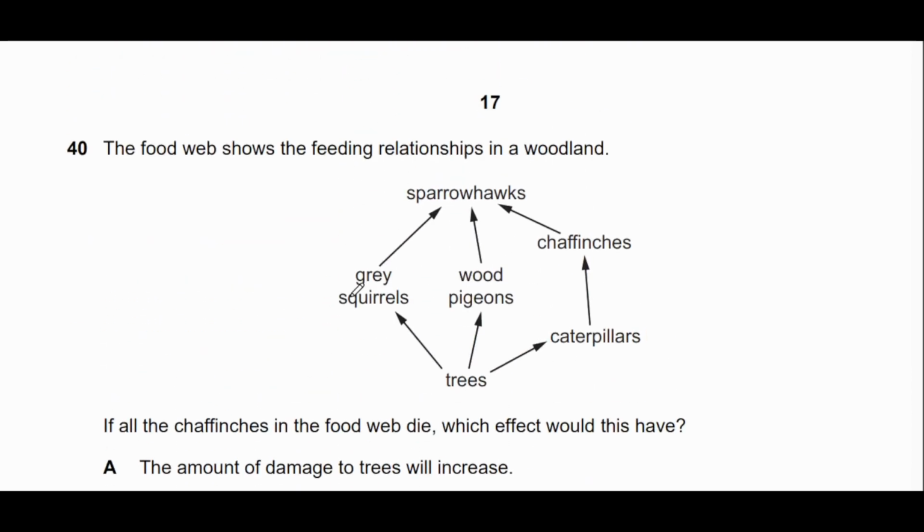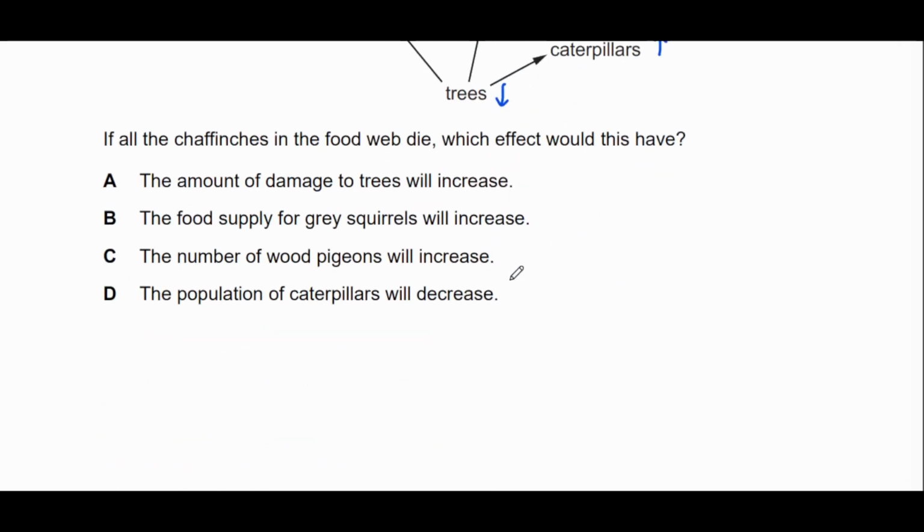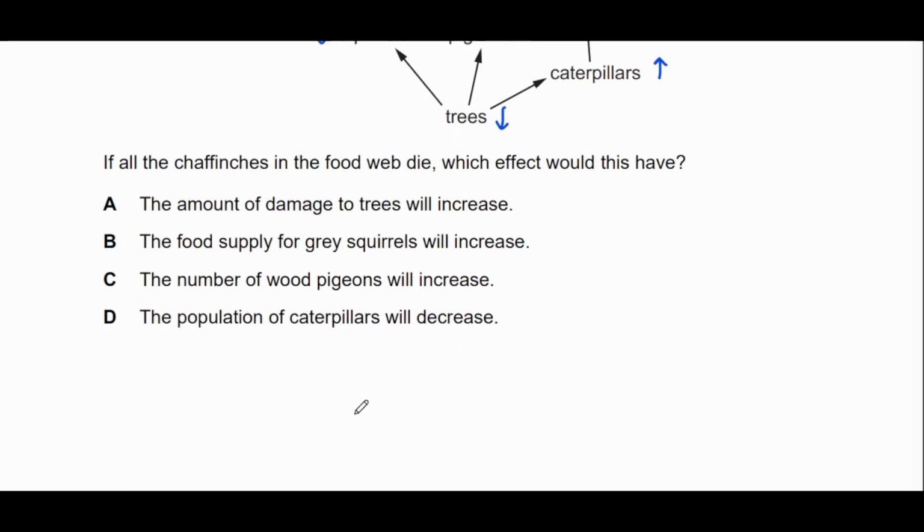The food web shows the feeding relationships in the woodland. If all the chaffinches in the food web die, which effect will this have? Okay. So if you have no more chaffinches, the number of caterpillars will increase because it has fewer predators. If the number of caterpillars increases, the effect on trees is that there'll be fewer trees. So therefore, there'll be fewer wood pigeons and fewer gray squirrels because they have less food to eat. Okay? And because there are fewer gray squirrels and wood pigeons, there will also be fewer sparrowhawks. Okay? So if all the chaffinches die, what effect will they have?